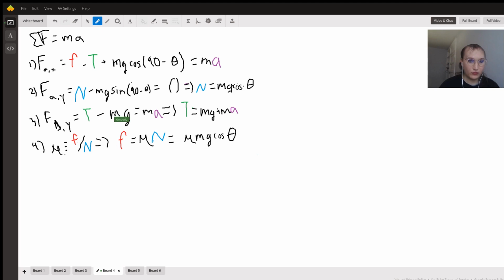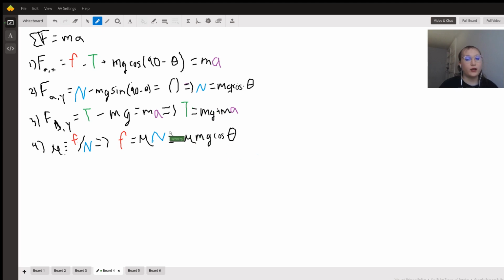First, we're going to do some rearranging on equations 2, 3, and 4. So equation 2, n minus mg sine(90 minus theta) equals 0, becomes n equals mg cosine theta, because remember, sine of 90 minus theta is the same as cosine theta. For equation 3, we have T minus mg equals ma. We're just going to move the mg over, so we have T equals mg plus ma. Then for equation 4, we had mu equals F over n, which tells us that F equals mu n. And since we knew from equation 2 that n is mg cosine theta, we know that F is mu mg cosine theta. So this is great.